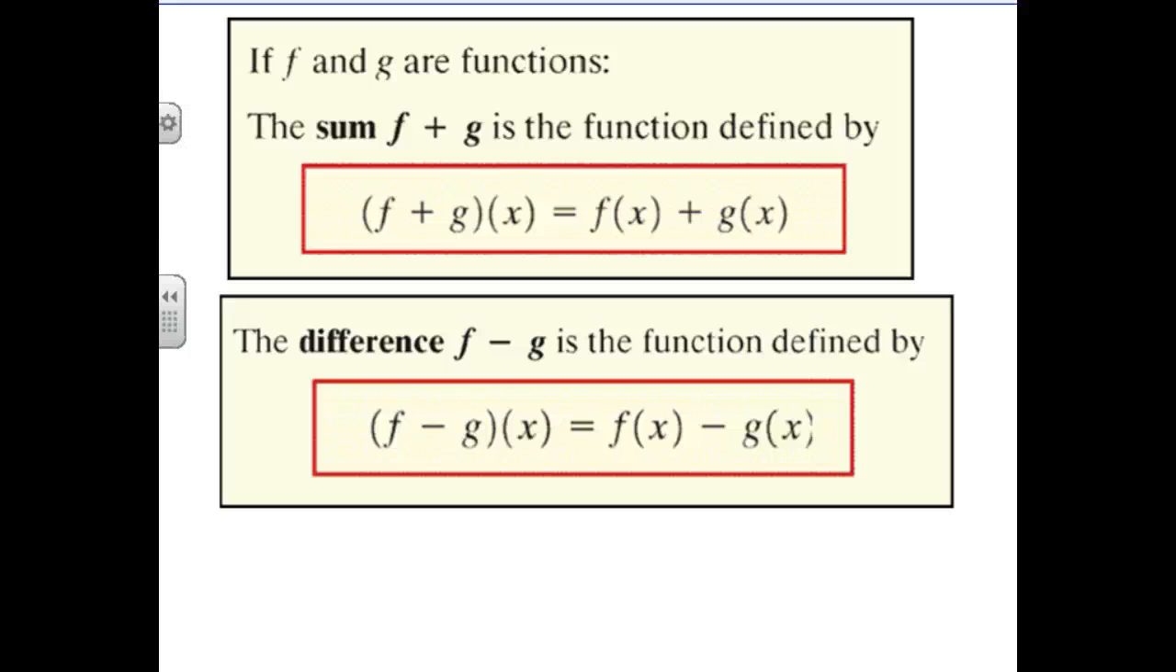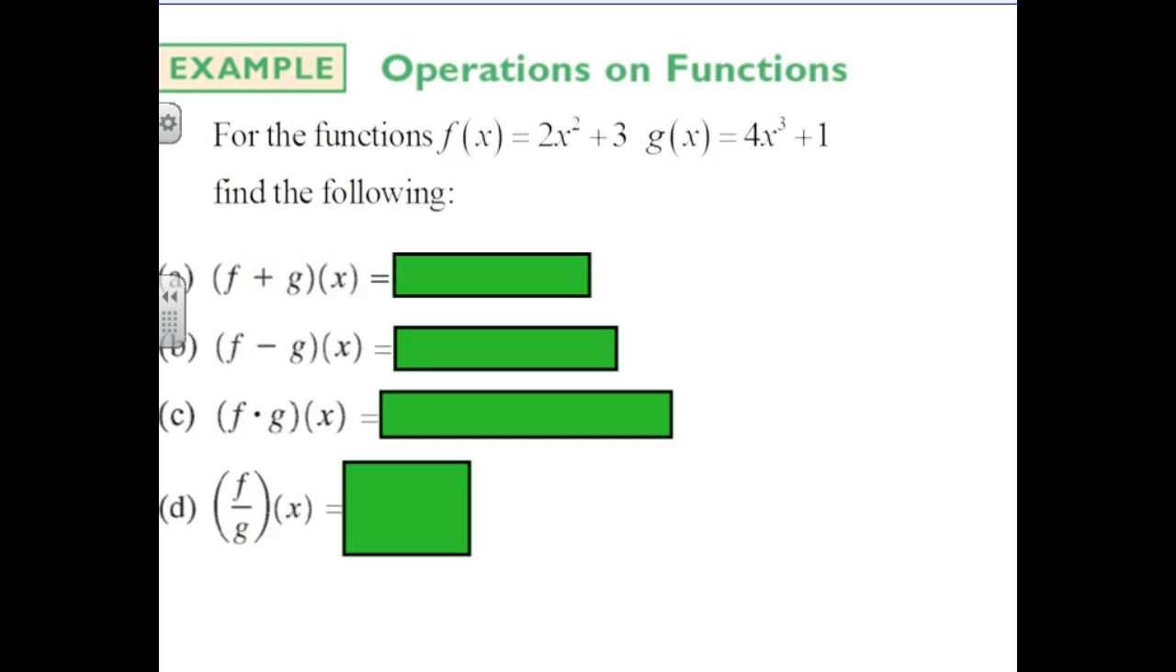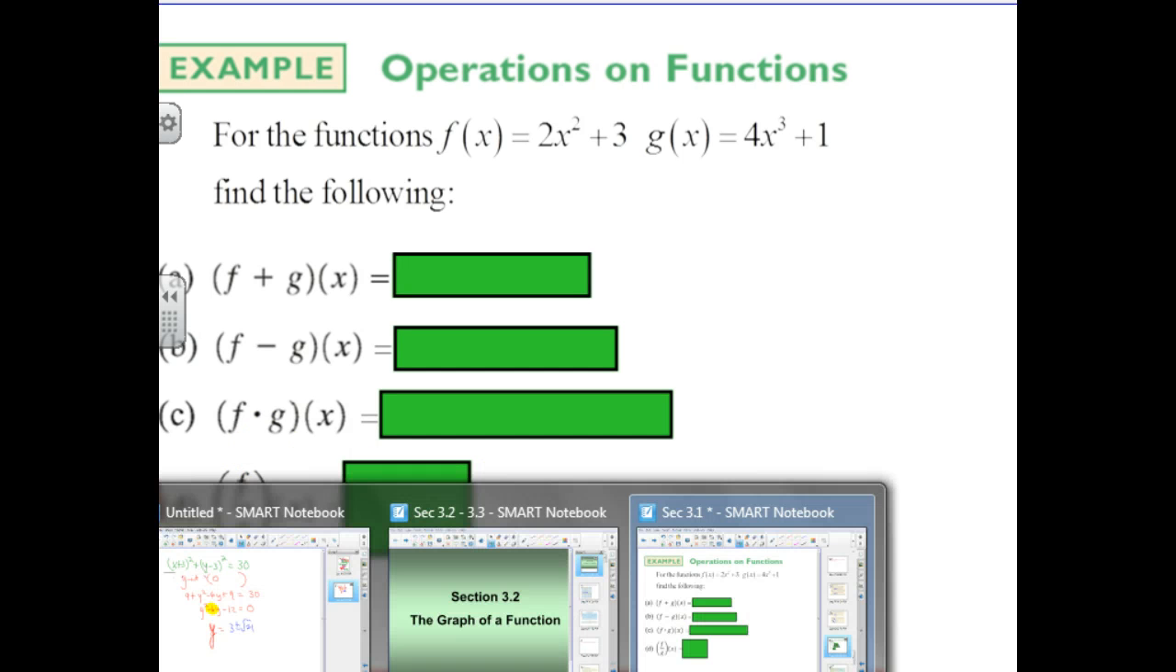So this is just notation that you can add functions. This is notation for subtracting functions, multiplying functions, and dividing functions. Just some notation here, and then some practice form. So that's the end of section 3.1. Let's start section 3.2.